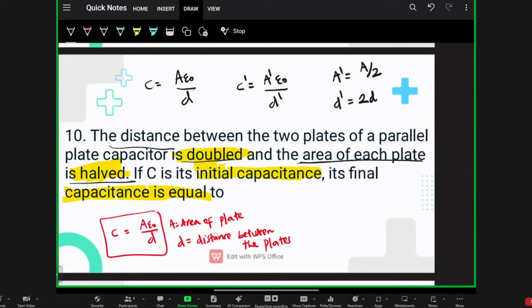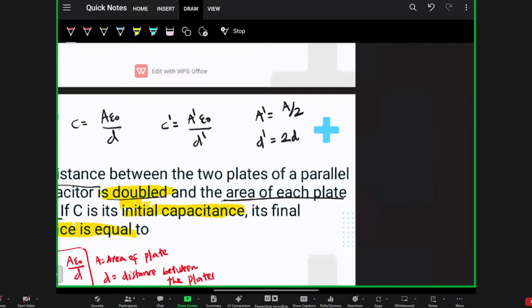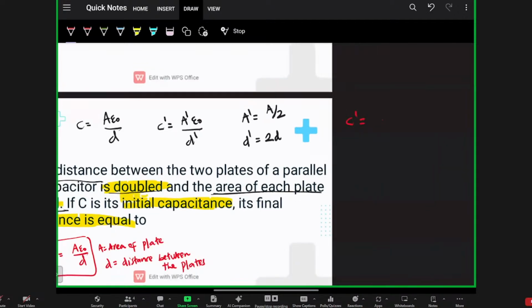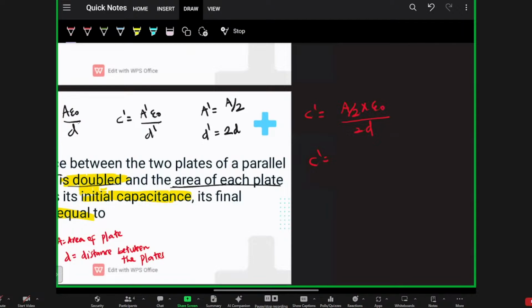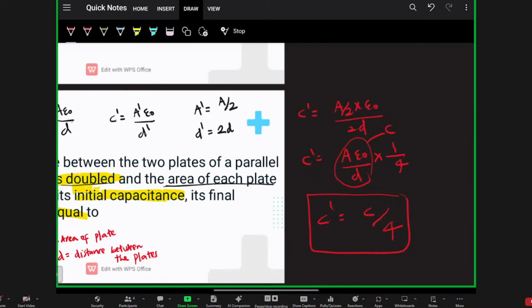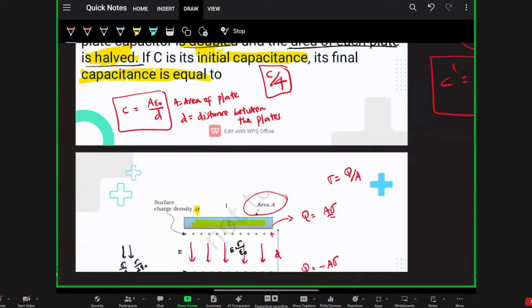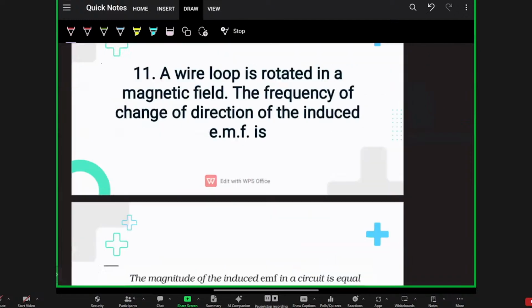It's actually a very easy question. So C dash will be equal to A dash, which is A by 2, into epsilon naught divided by D dash, which is 2D. So you can take C dash is equal to A epsilon naught divided by D into 1 divided by 4. What is this initial capacitance C? So C dash is equal to C divided by 4. So the final capacitance is 1/4 of the initial capacitance, that is C divided by 4. Clear? Okay. Let's move to the next question.